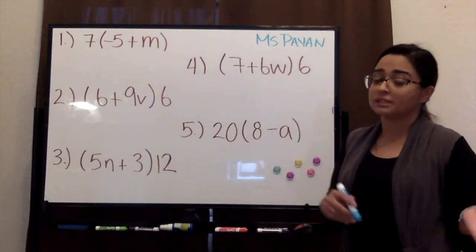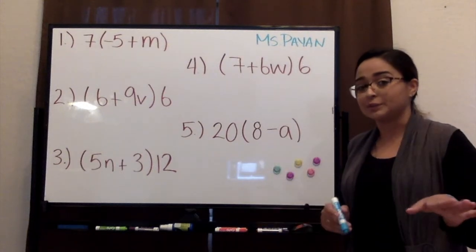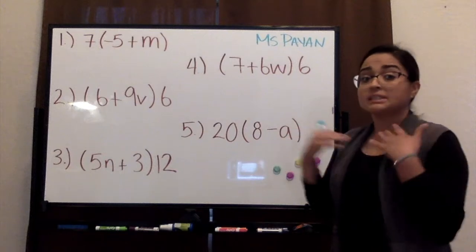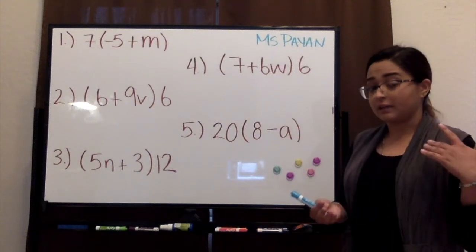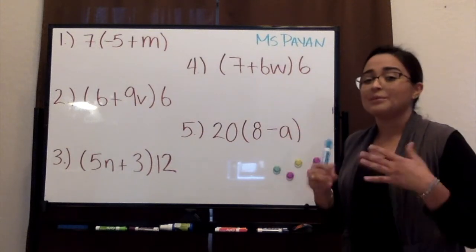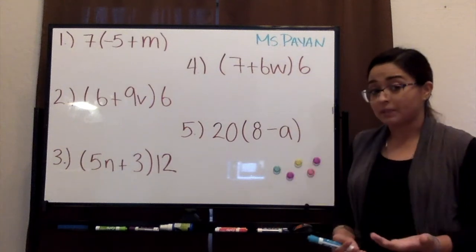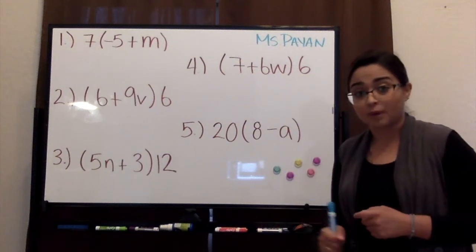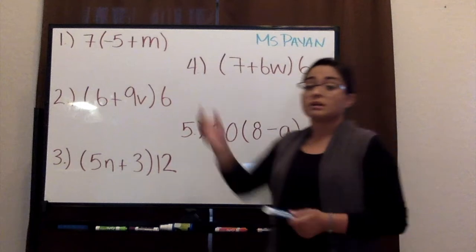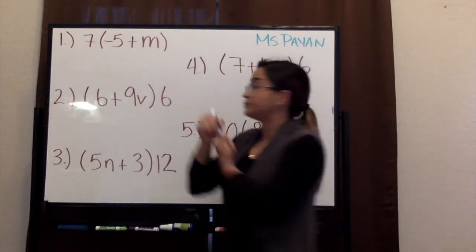Again, if you need to pause the video to write these down, go ahead and do so. Now, it's not finding the surface area of a rectangle, but it is using the same property, which is the distributive property. So, let's do number 1 together.